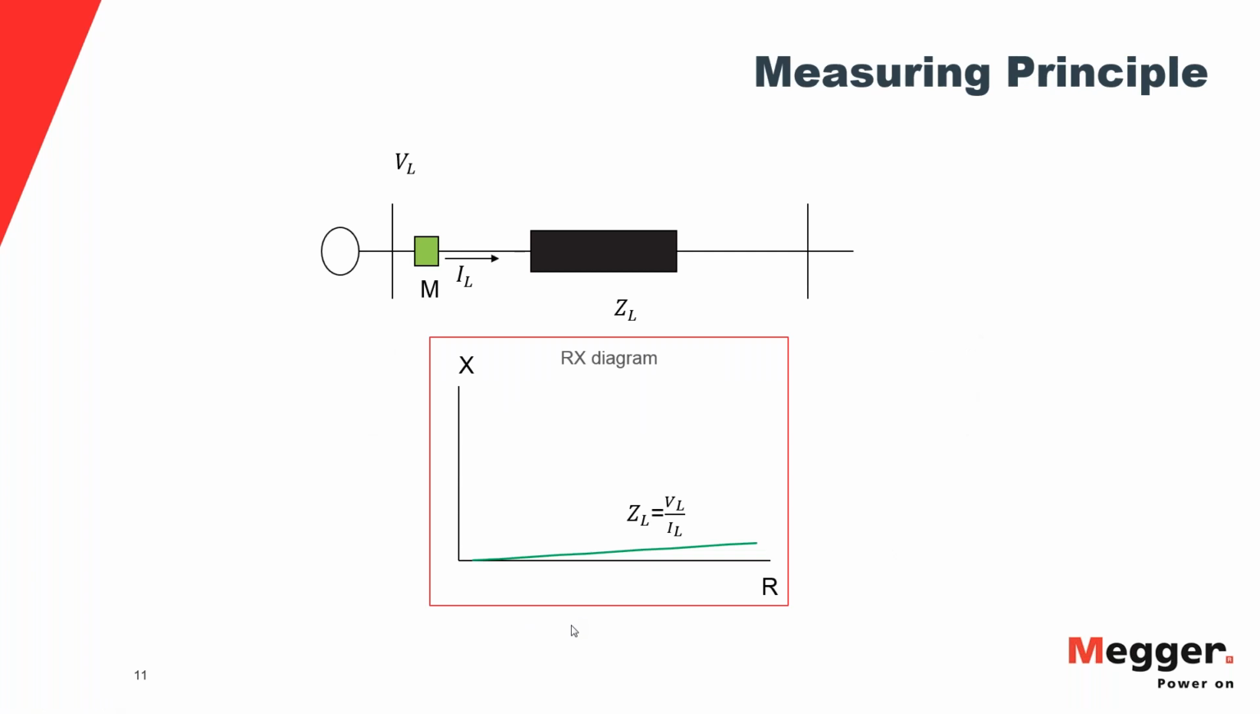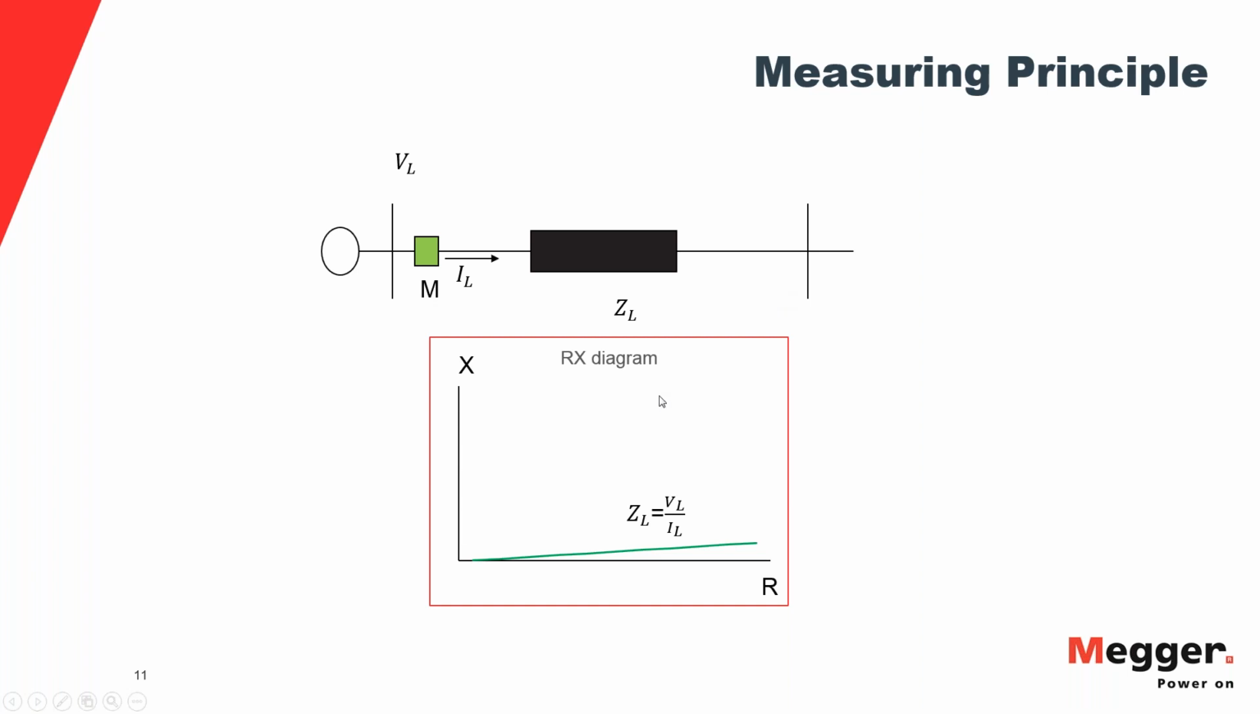So if we have a system that's working in proper conditions, and we have a measurement point here, we can say that the apparent impedance as seen from this point will have a characteristic like this, where it will be very close to the resistive axis of the Rx diagram. In this case, what this means is that we have a high power factor, which means that the system is operating properly. You have a lot of power circulating through the line.